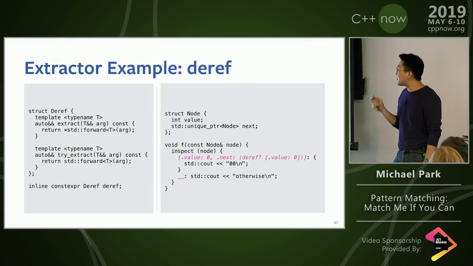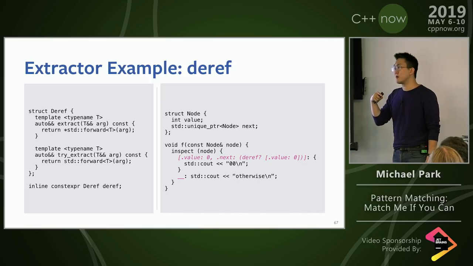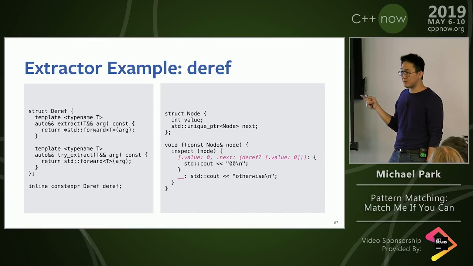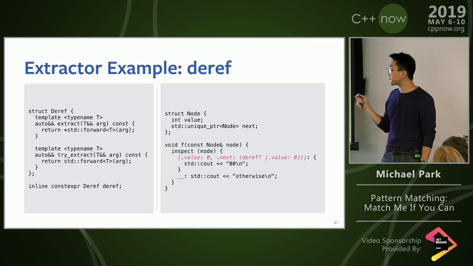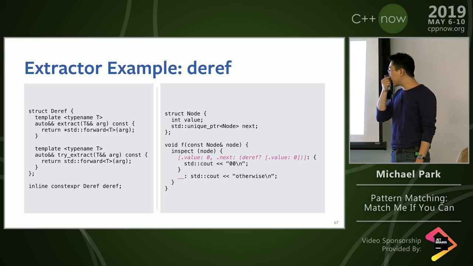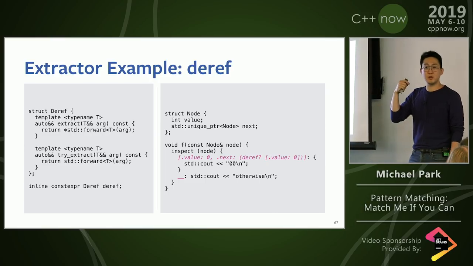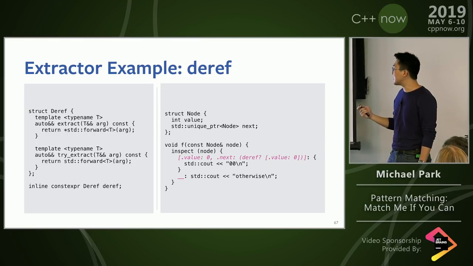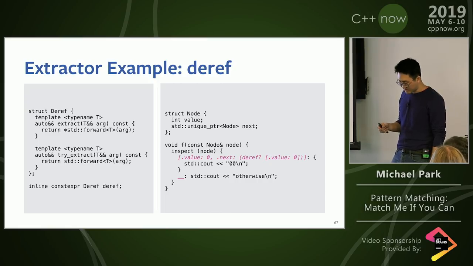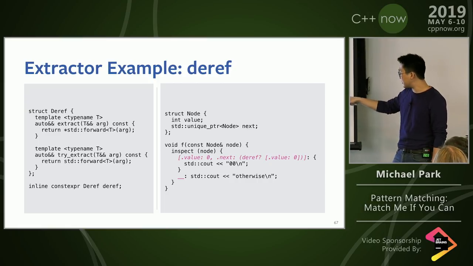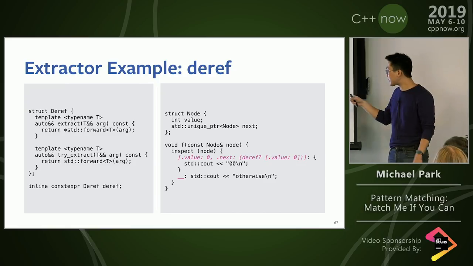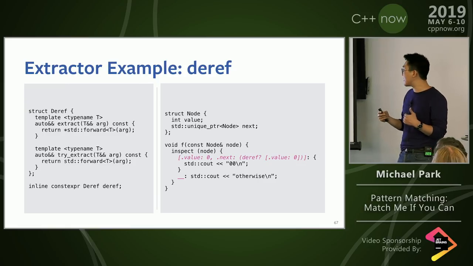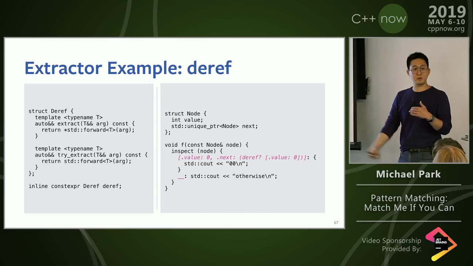Okay, so let's look at an example. The dereference pattern that we saw could actually be implemented in terms of an extractor. If you look at the deref struct here, we have an extract function that takes a value and returns star value, and try extract just returns the value that it got, right? So if we step through this, construct an instance of deref. On the right-hand side here, the value in the next example, if we say deref question mark, then we will say deref.tryExtract node, which will just return node.